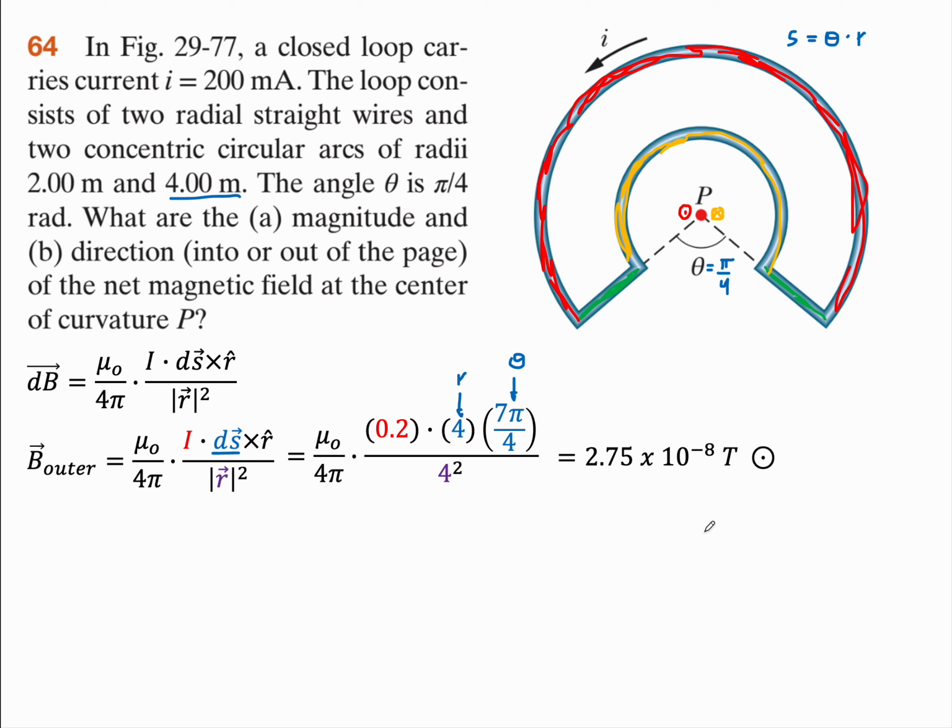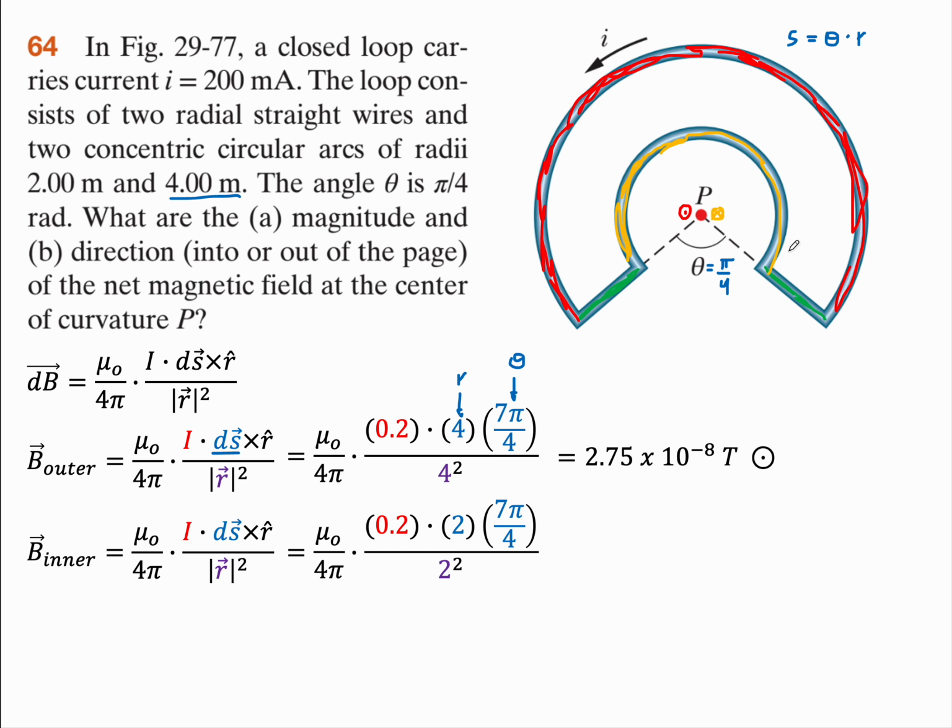Likewise, we can do the same thing for my yellow shaded ring. The inner ring is going to be the same exact thing. Again, the current's 0.2. ds now, my radius is now 2, both here and down below. And some of you might be able to see, oh, it's just going to make this value twice as big as it was before, or 5.5 times 10 to the negative 8 teslas, but this time pointing into the screen.